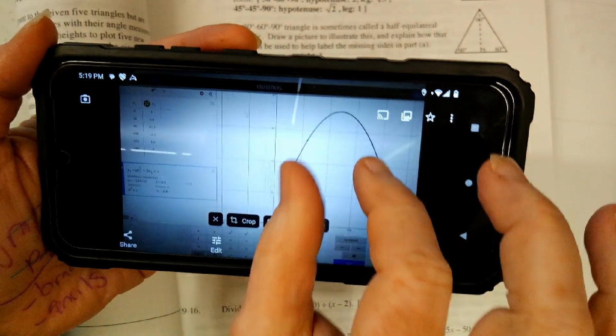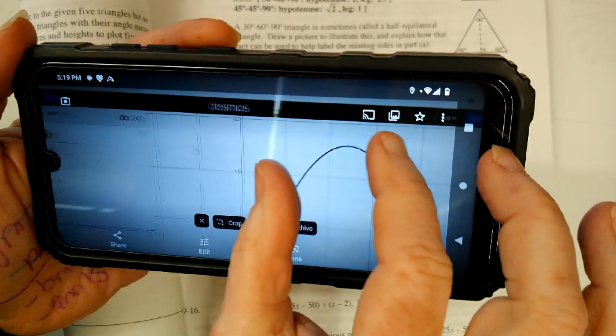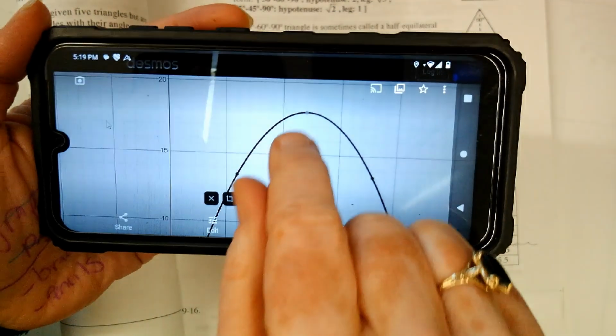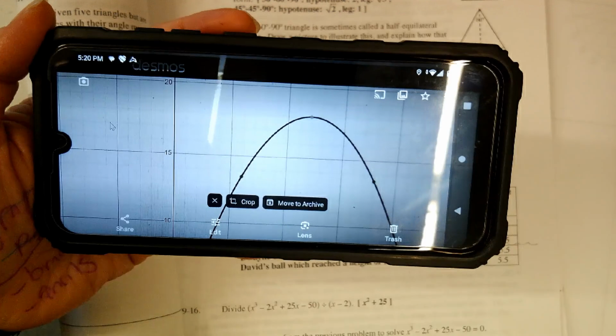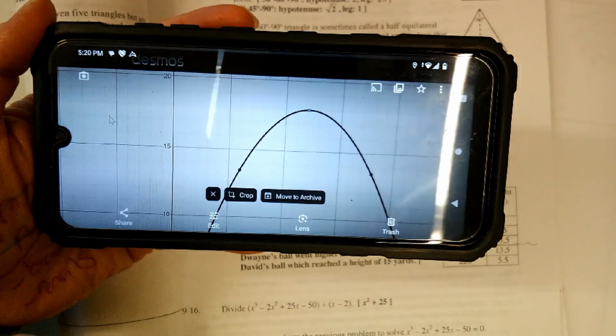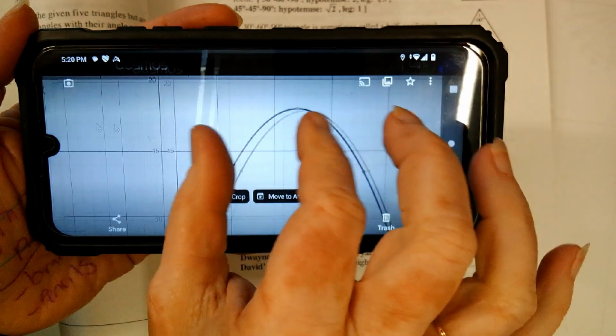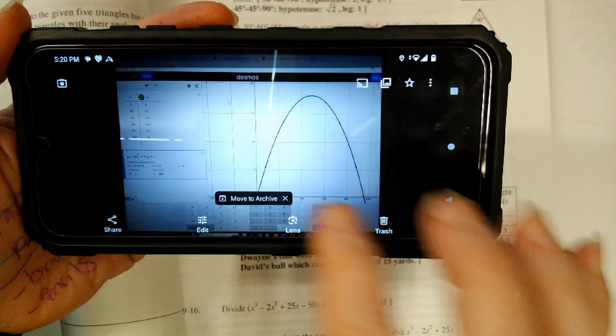And you're going to have to trust me. If I click on that point right there, it tells me that the y value is 18. So that's how I know that this graph, I can't even remember what the situation was. David's brother Dwayne, his ball went 18 feet high. I know that because of the regression model that I did on Desmos.